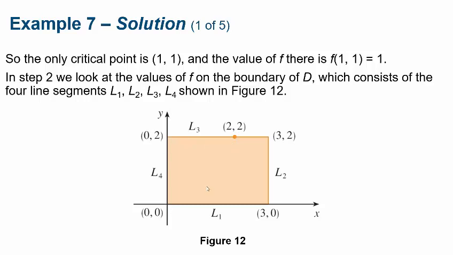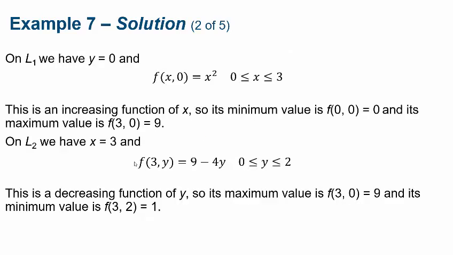What's interesting here is notice on this line segment, y doesn't vary, only x does. On this line segment, only y varies. On this line segment here, only x varies. And on this line segment here, only y varies. So we're going to use that to help us find the extreme values, or the max and min values, on the boundaries. On L1, as I said, you have y equal to 0.